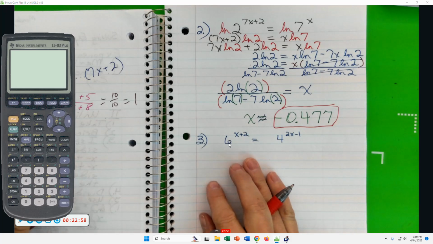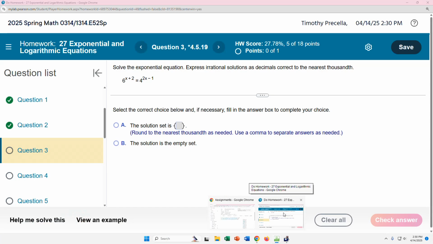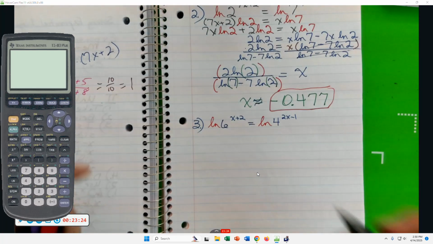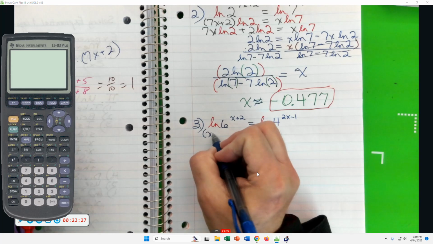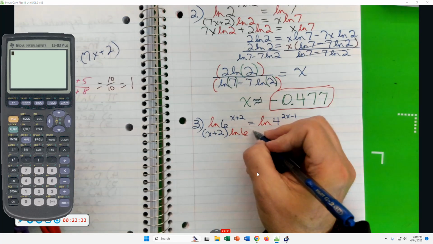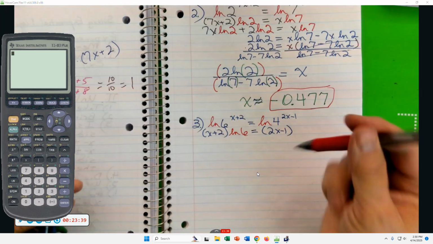That's something you may want to remember. If you have to use logarithms on these exponential equations, they're going to tell you how to round. If you're having to take the natural log of both sides, they're going to tell you to round your answers. So that's something you might want to remember. Bad as me telling them to look at the instructions. Well, I'm not that bad. Okay, so we take the natural log of both sides, and then I bring down the x plus 2 times ln 6 is equal to, bring down the 2x minus 1 times ln 4.